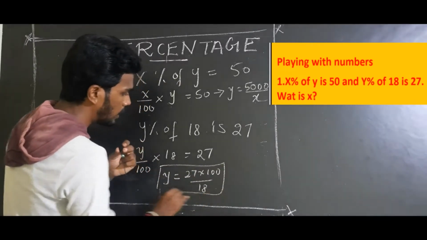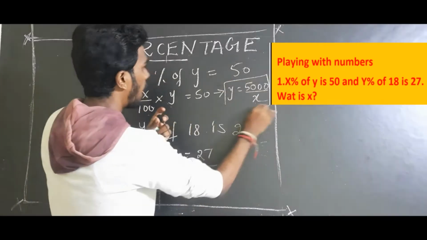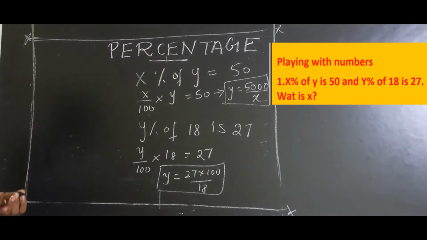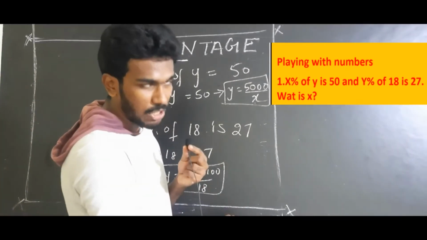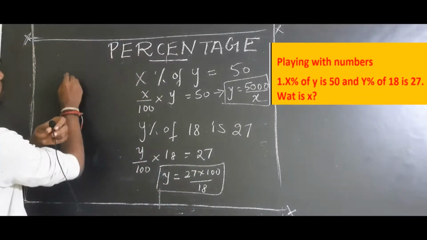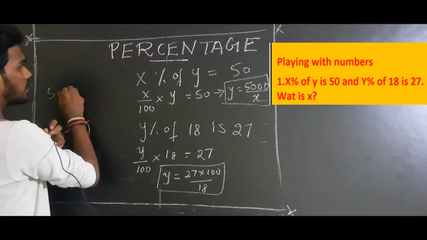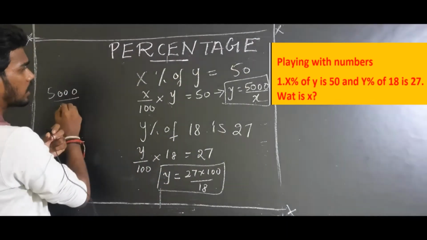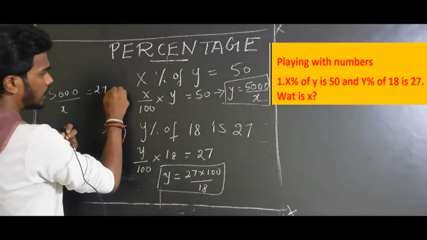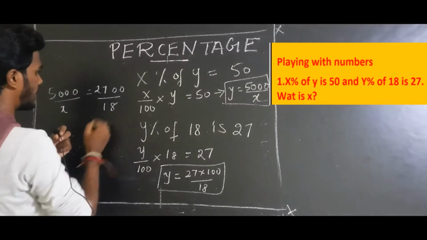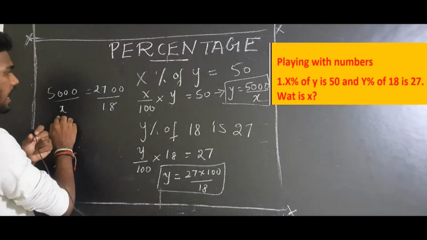So I get two results for y. Now I am going to compare these two results. When the LHS are equal, the RHS are also equal. On that strategy, 5000 divided by x is equal to 2700 divided by 18. So I need to find x.